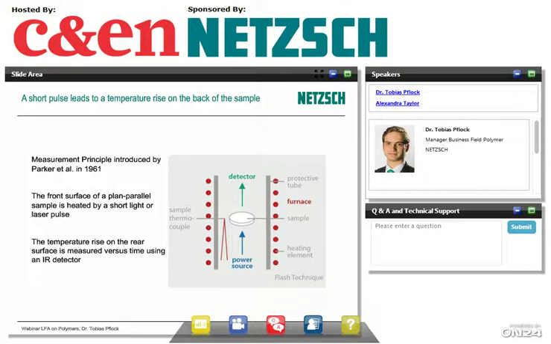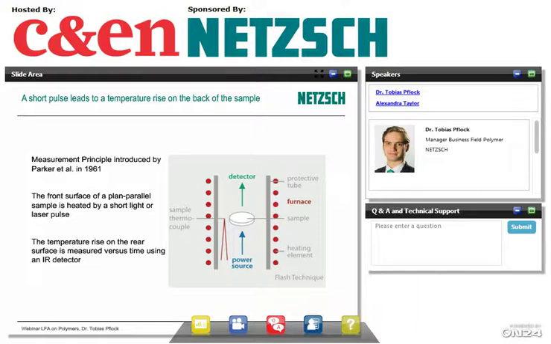Second, we have a furnace around. We need a sample thermocouple to know the temperature at the sample. Then we need a power source. So for the flash technique, you shoot at the sample with a laser or a light flash. So physicists would say we use photons to shoot at the sample.